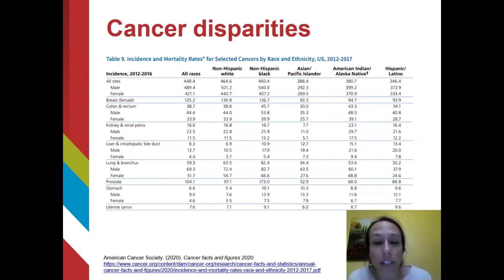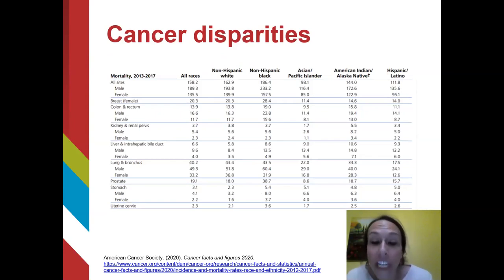Here we can see some of the disparities related to cancer incidence by race and ethnicity. And what we see for American Indians is that there's a lower incidence of cancer of the breast, lung, and prostate, but there's a higher incidence of colorectal cancers, kidney and renal cancers, liver, stomach, and uterine and cervical cancers.